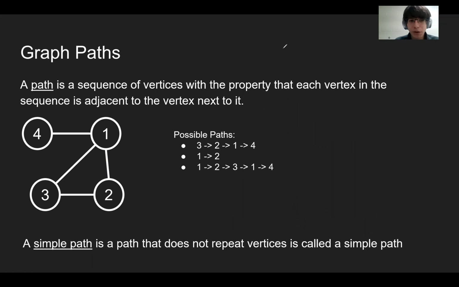But in general, a path just goes through the graph, right? It visits the vertices. Basically just visiting some vertex that's connected by an edge to the vertex you're currently in. And a simple path just doesn't visit any vertex more than once.